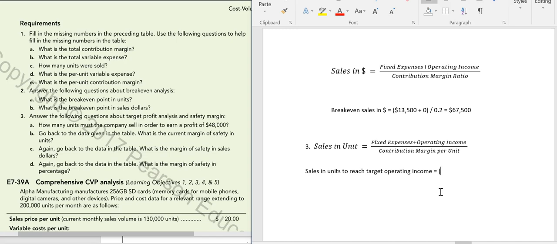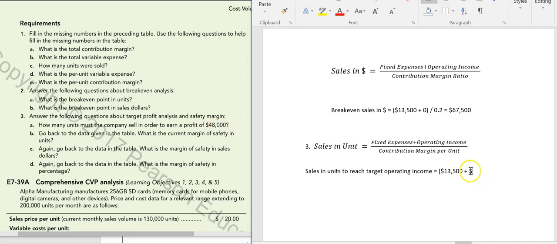So what is our fixed expense? We already know. You can see it from here, 13,500. Now we will add our target operating income. Remember, for break-even, we considered operating income is 0. We discussed when we went over the PowerPoint slides. Because at break-even, the company does not make any profit nor any loss. So operating income was 0. But now we have a target operating income. Operating income or profit, both are synonymous in this case. So our target profit or target operating income is $48,000.